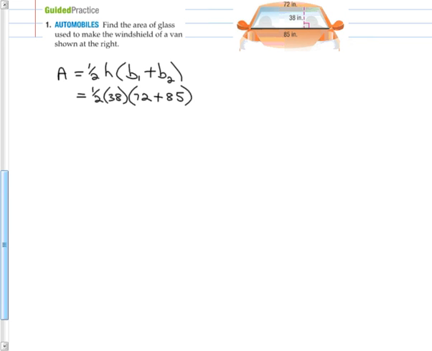Doesn't matter. You can say base 1 is smaller, base 2 is bigger, or base 1 is bigger, base 2 is smaller. Does not matter. You run that through your calculator, what's the area for this windshield? $2,983, exactly. Inches square.